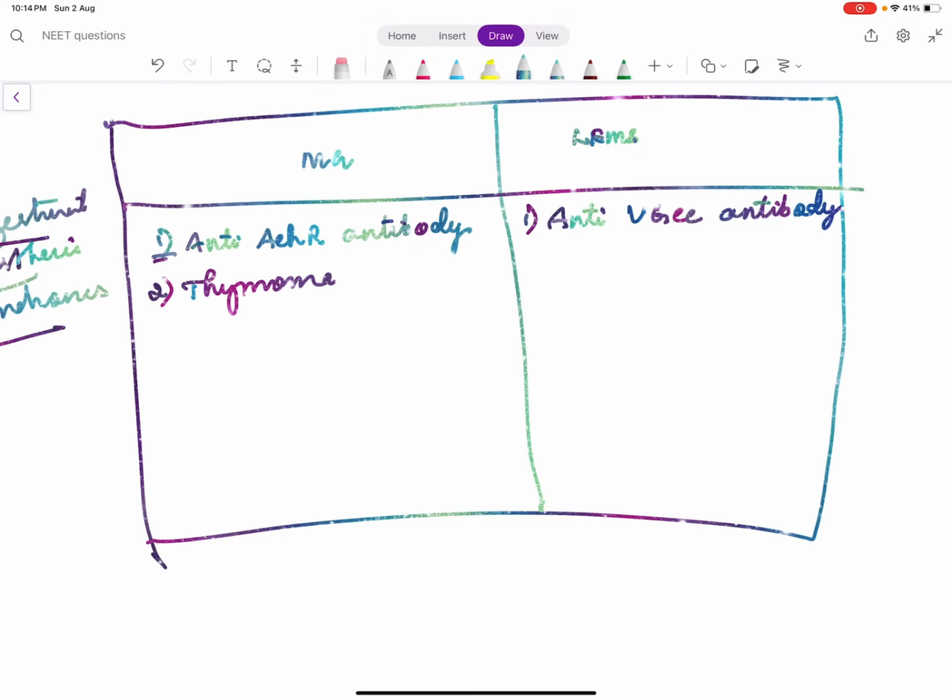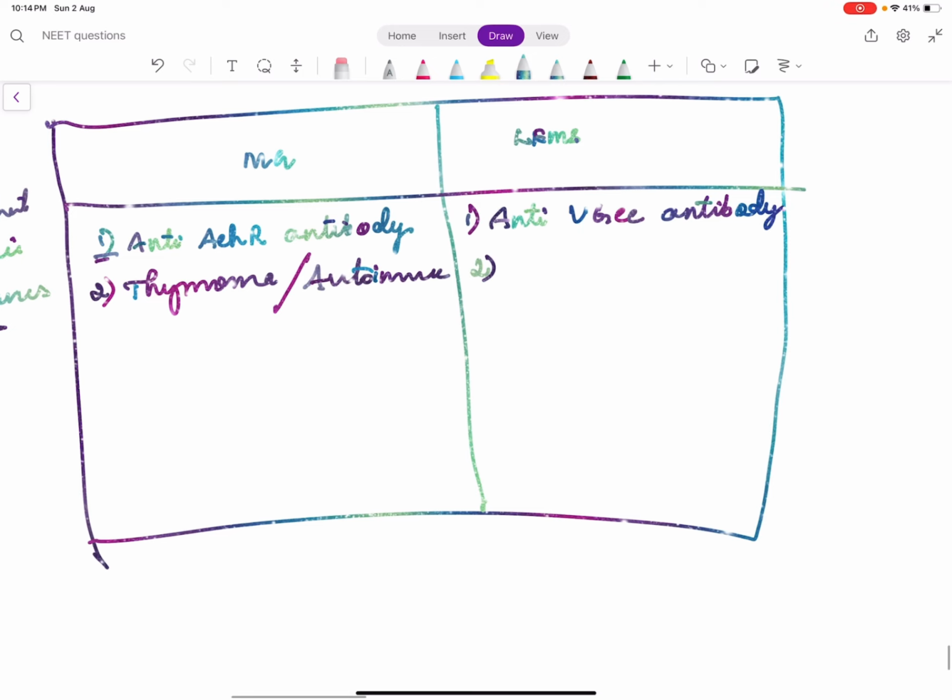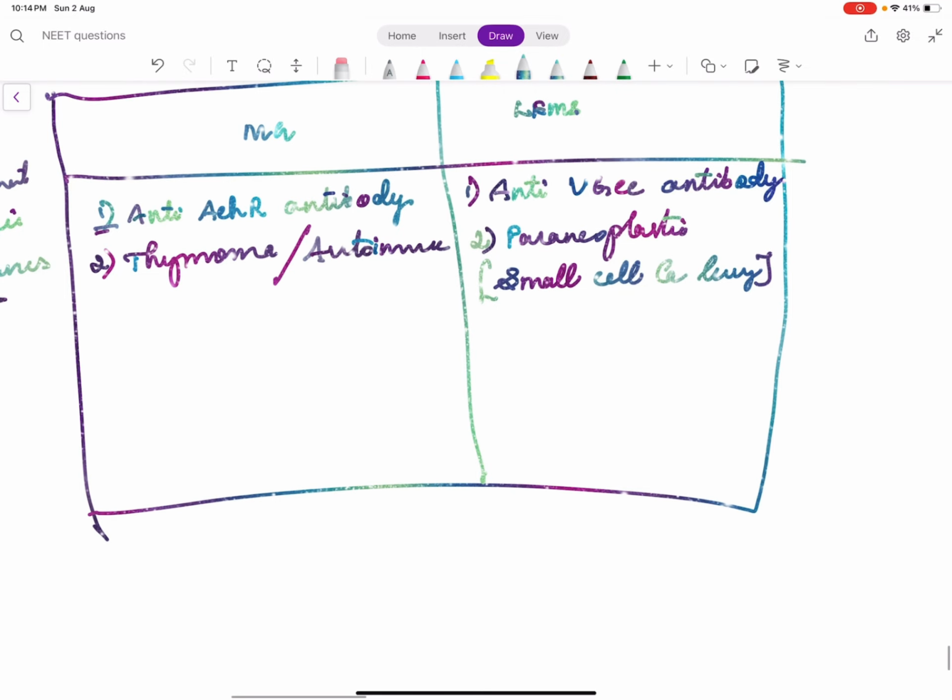So why does myasthenia gravis occur? It is usually associated with thymoma, or, as I told you, it is a standalone autoimmune condition. Why does Lambert-Eaton myasthenic syndrome occur? It is a paraneoplastic condition. Whenever you say paraneoplastic, one tumor should come to your mind, which is small cell carcinoma of the lung. Not only lung cancer, but breast cancer and many other cancers can cause anti-VGCC antibody by paraneoplastic reaction.